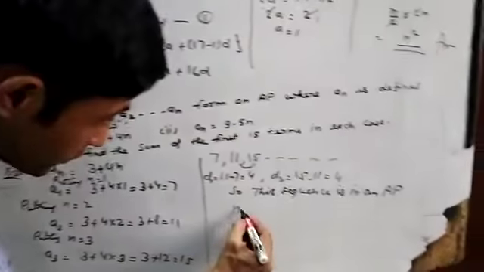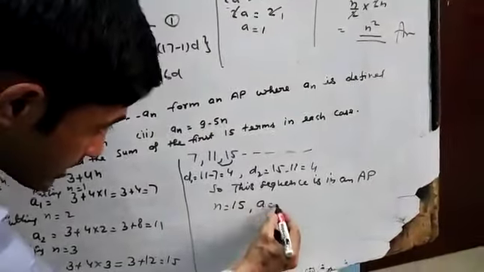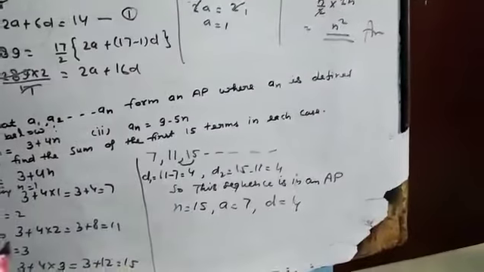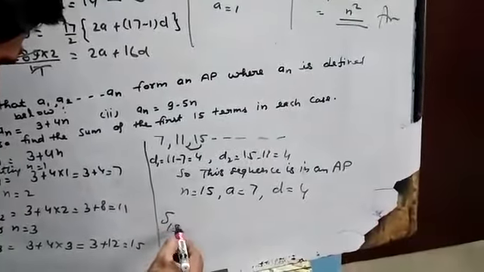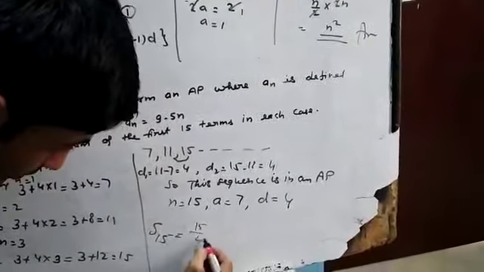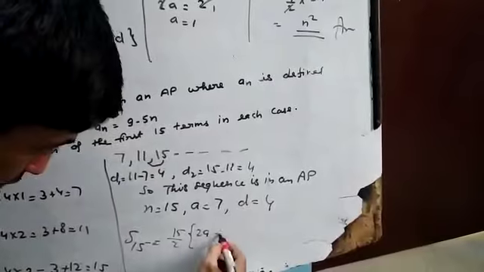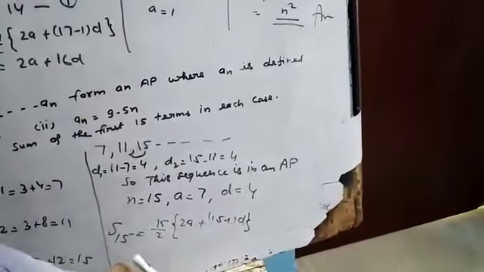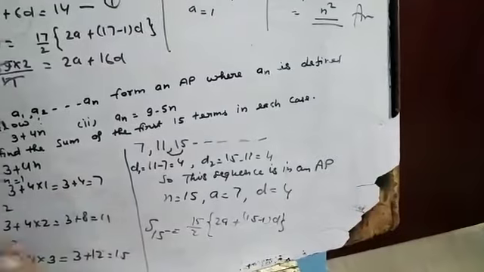After it you have to find the sum of first 15 terms. Means n is equal to 15, a is 7, d is equal to 4. From here you have to find S15. Means 15 upon 2, 2a plus 15 minus 1 into d. Students, you can put the value of a and d. After it you can solve.